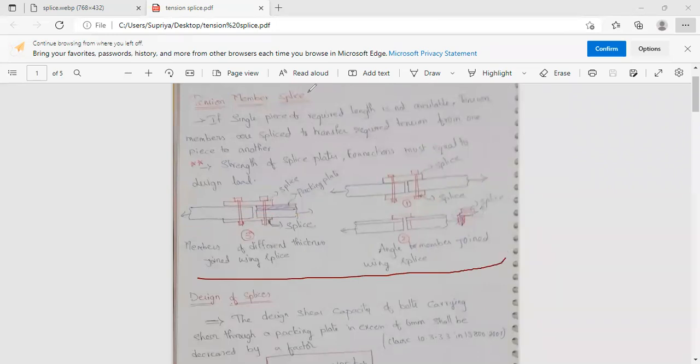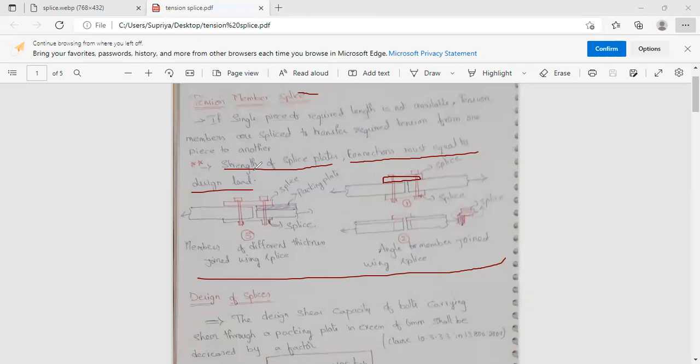So see, strength of the splice plates and connections must equal the design loads. While designing a tension splice, designing means we have to decide the thickness of the splice plate. Design of tension splice includes finding out the thickness of the splice plate. When we find out the thickness of the splice plate, the thickness again depends on the load coming to the members.